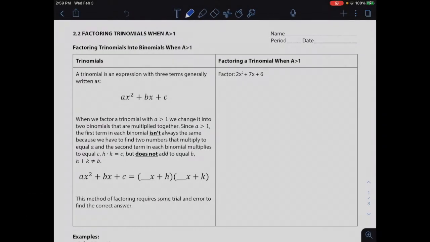All right, welcome back. More factoring trinomials, but this time we're going to have a greater than 1. So we're not going to have a 1 in front of that x squared term. We're going to have some other number. And you can see one right here on the right-hand side of this little table. We have a 2. We have a 2x squared plus 7x plus 6.